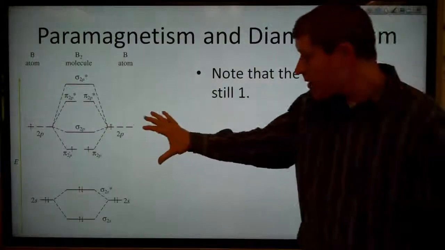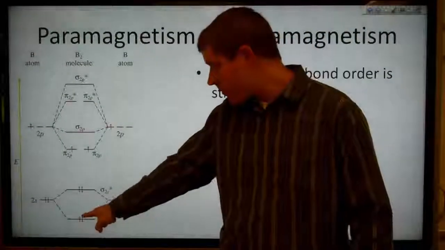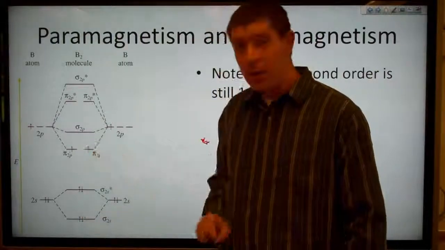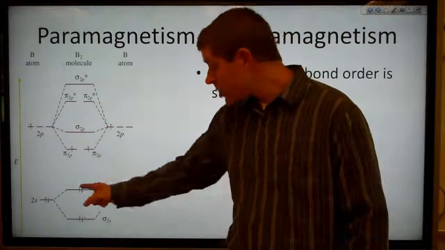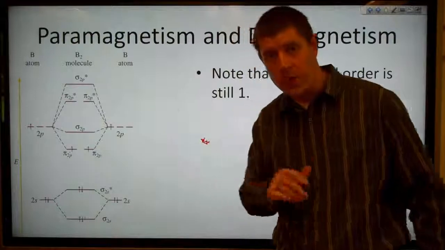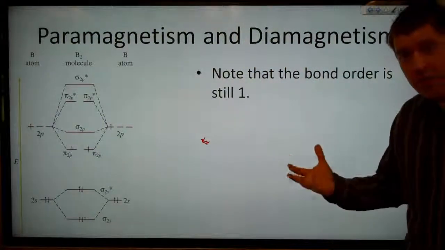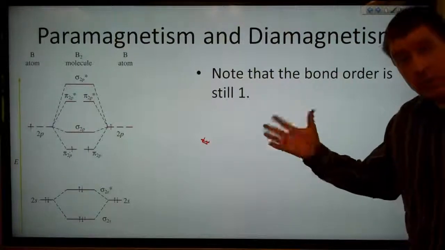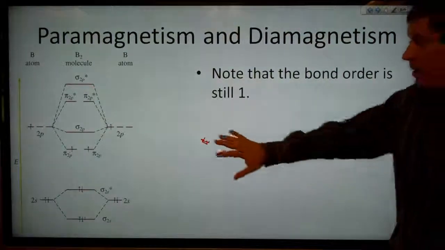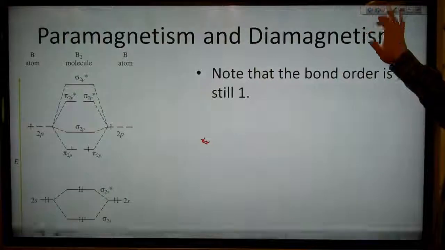Note that in this case, the bond order is still 1 because we have 4 bonding electrons and 2 antibonding electrons. So 4 minus 2 divided by 2 is still 1, right? So the bond order is still the same. We haven't changed the number of bonds. All we've changed is whether it's paramagnetic or diamagnetic by changing this order here.